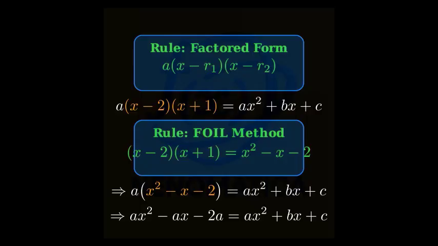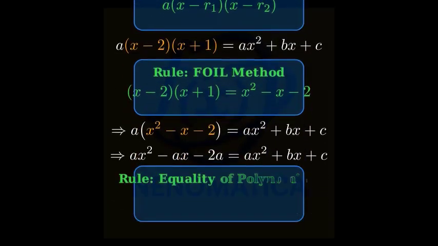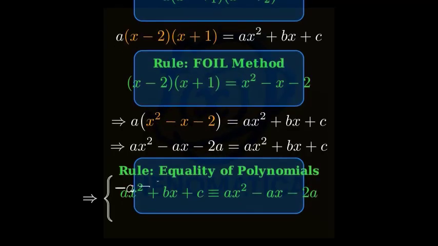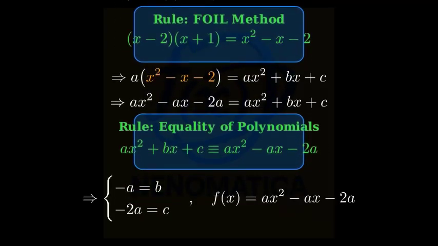Step 2. Expand the product and then distribute a. The product (x minus 2) times (x plus 1) is x squared minus x minus 2. Then multiply by a to get ax squared minus ax minus 2a equals ax squared plus bx plus c. Step 3. Match coefficients on both sides. Comparing like terms gives negative a equals b, and negative 2a equals c. So the function can be written as ax squared minus ax minus 2a.